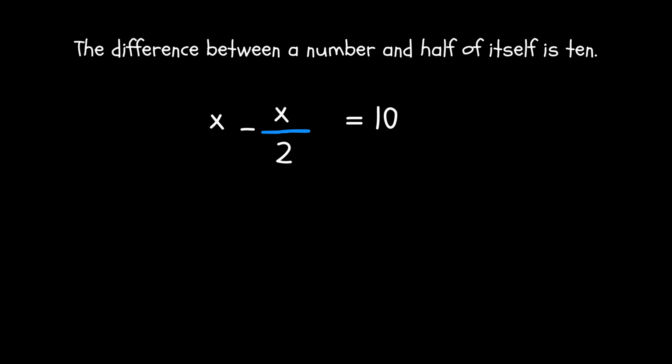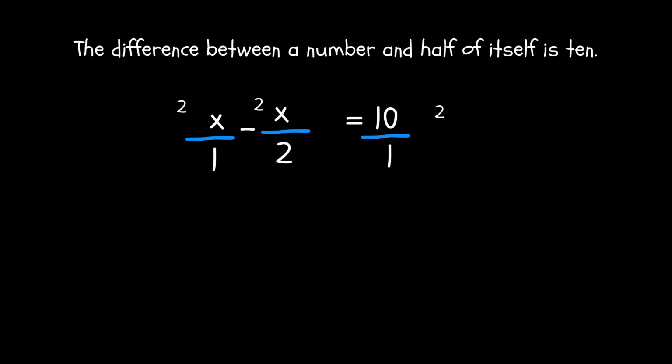And now we can get rid of the fractions. What I like to do, or what I suggest, is to get rid of the fractions to make the problem easier. So let's put everything over 1, the x and the 10. Now let's find the LCM. The LCM is 2. So we will multiply to the variables and to 10.